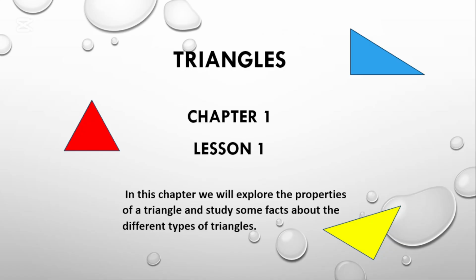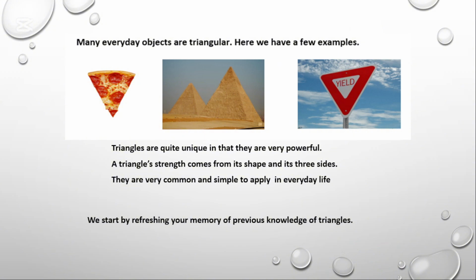Hi everyone, today we will continue with our triangles. Now in this chapter we will explore the properties of a triangle and study some facts about the different types of triangles. Many everyday objects are triangular, and here we have a few examples. We have a slice of pizza, we have a pyramid over here, you can see the triangular shape there, and we have a hue sign over here.